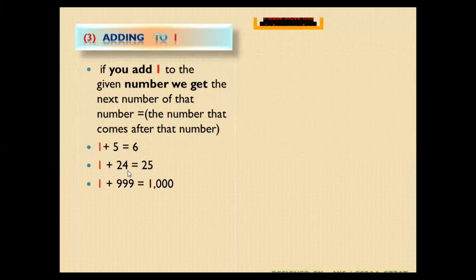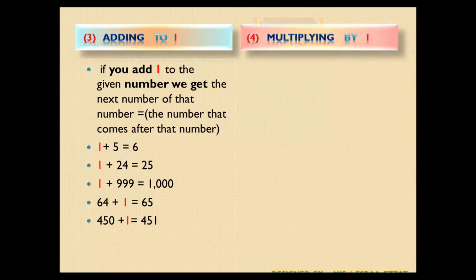Let's take more examples. 1 plus 999. We get the number that comes after 999, which is 1000. 64 plus 1 equals 65. So here, when we add 1 to 64, we get the number that comes after 64, which is 65. 450 plus 1 equals 451.